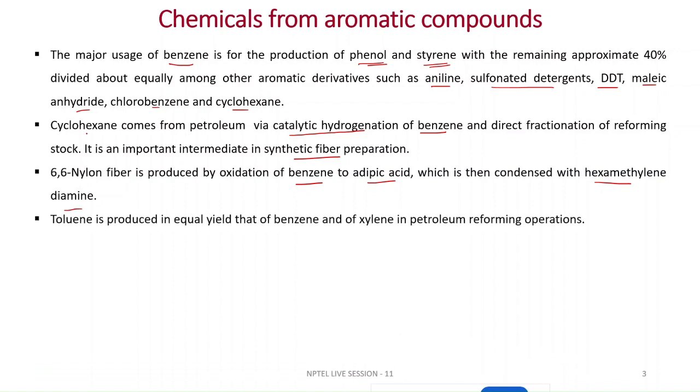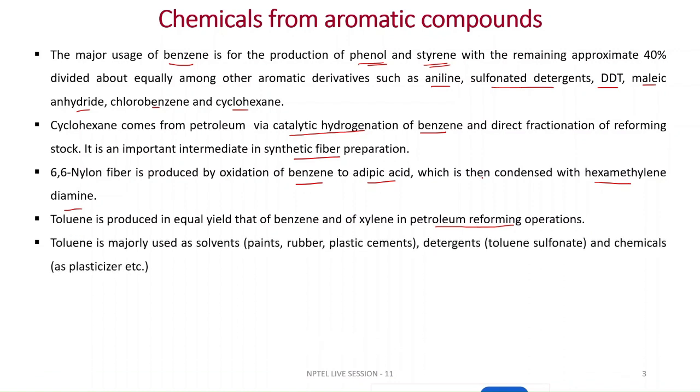Another one in BTX, T for toluene. Now toluene is produced in equal yield to that of benzene and xylene in petroleum refining operations. Toluene is majorly used as a solvent in paints, rubber, and plastic cements. It is also used to make detergents like toluene sulfonate, and also some chemicals like plasticizers and others. These are the major uses of toluene.